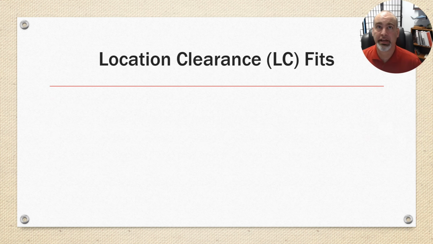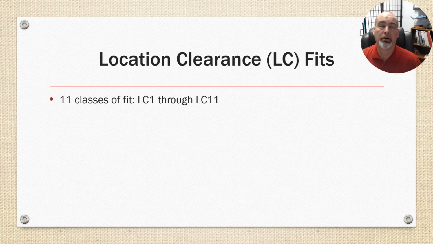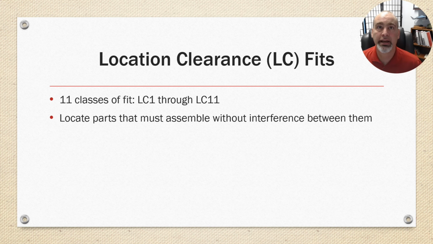Now the next type is location clearance fits. There are 11 classes of fit, LC1 through 11. They're used for locating parts that must assemble without interfering between them. So if you have a part that has dowel pins in one half and slip fit holes in the other, like many engine parts do, to align them, they're just used for alignment, but you don't want them interfering, and then you use fasteners like bolts to hold the parts together. So two different purposes of the hole patterns. These are for location features.